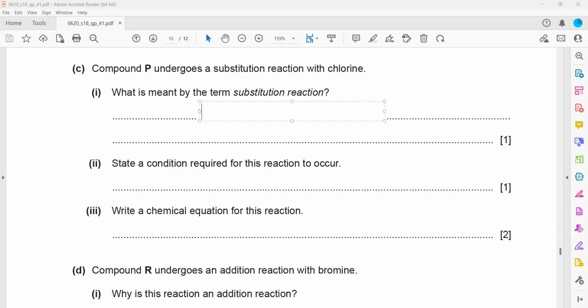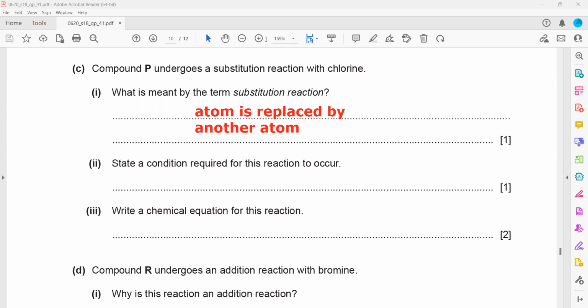What is the definition of a substitution reaction? You have to memorize this definition: when an atom or group of atoms is replaced by another atom. It's better to write it in terms of atoms, because with reference to the question, an atom is replaced by another atom. If the question was to define a displacement reaction, then this definition will change: when one element displaces another element, or a more reactive element displaces a less reactive element from its compound.